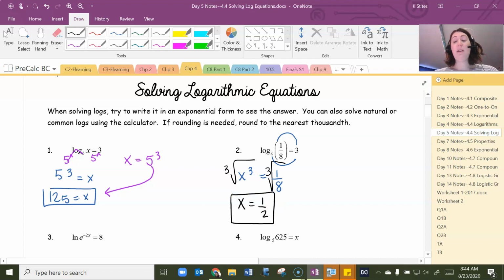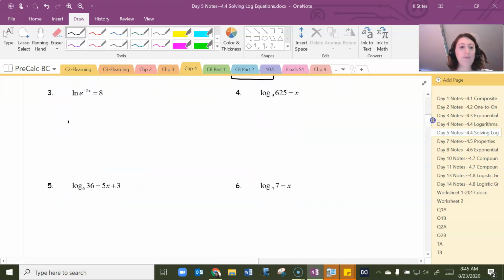This one you would not want to exponentiate because notice your base here is an x, and so that would not be, well, I guess you could, right? Because you could say x to the third, and you would get 1/8 equals x to the third. So yeah, it doesn't really matter. I just normally wouldn't see someone do it that way because that base is a variable. All right, moving right along.